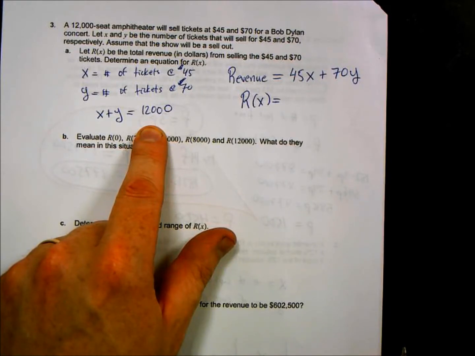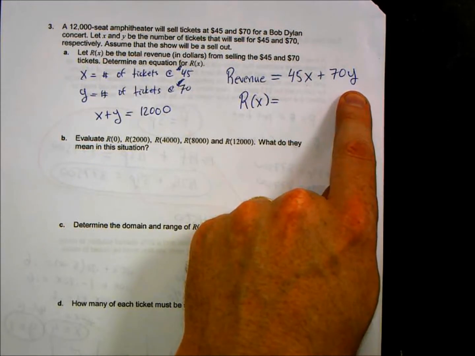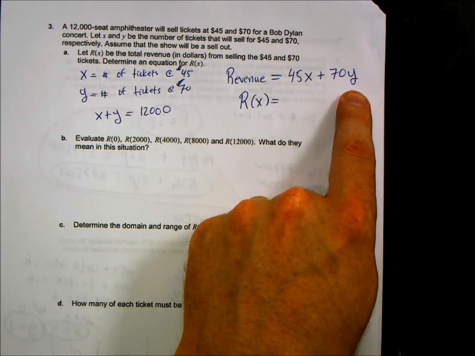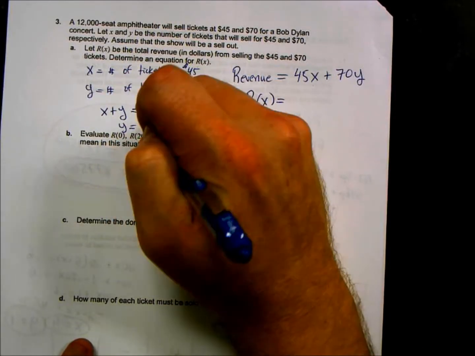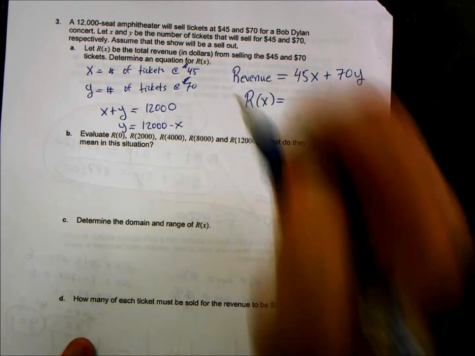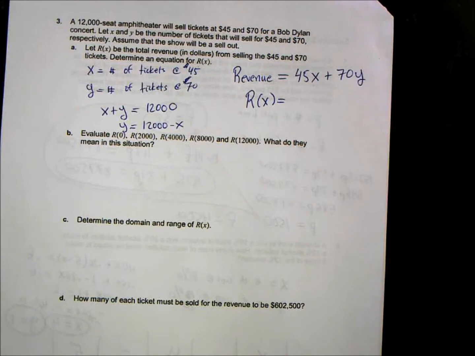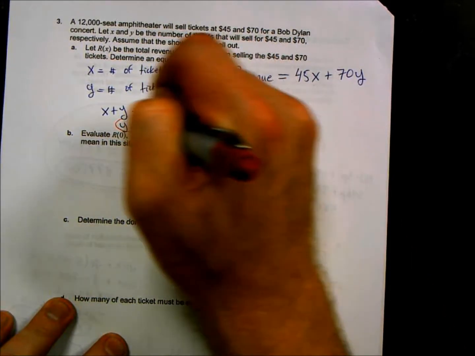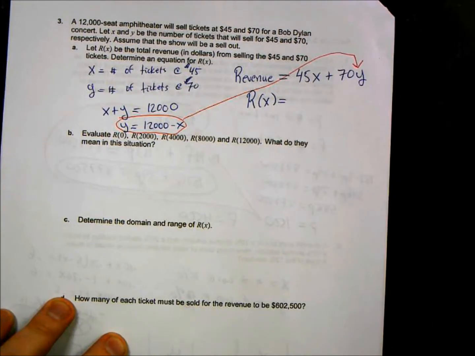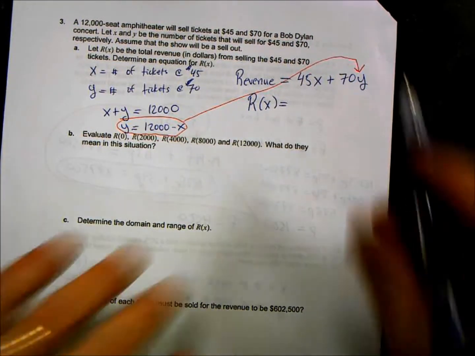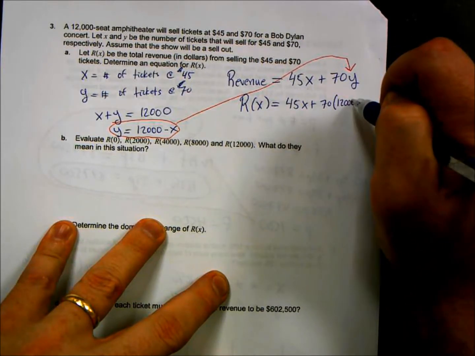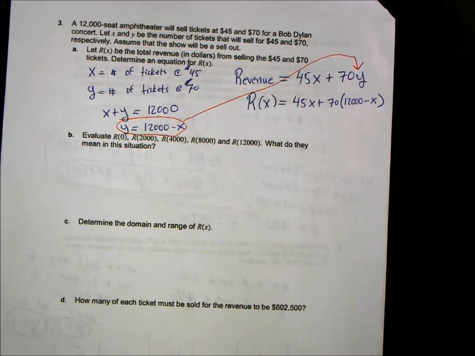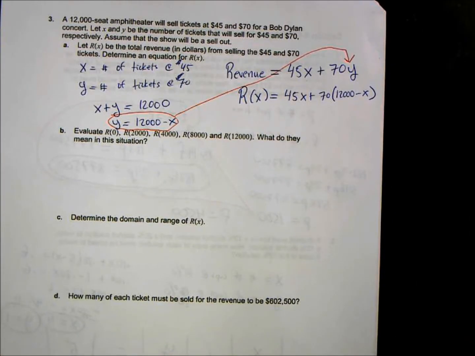How does that help me get rid of the Y up here? Y is 12,000 minus X. I can get the Y all by itself, and I can do substitution. So we're going to take that and plug it in right up there. Our formula for R is 45X plus 70 times 12,000 minus X. So there's our formula for revenue that only has the letter X in it.